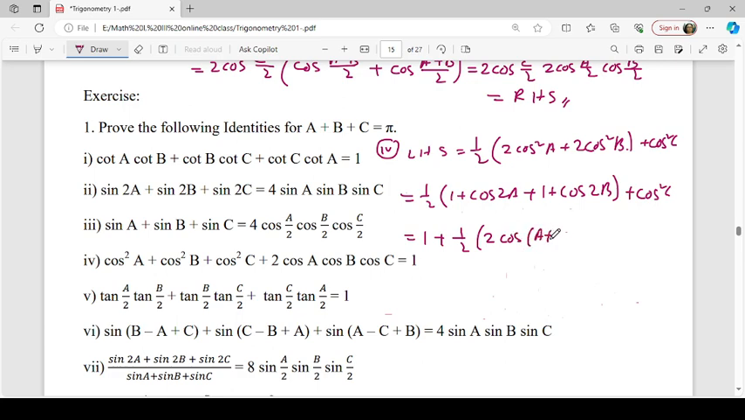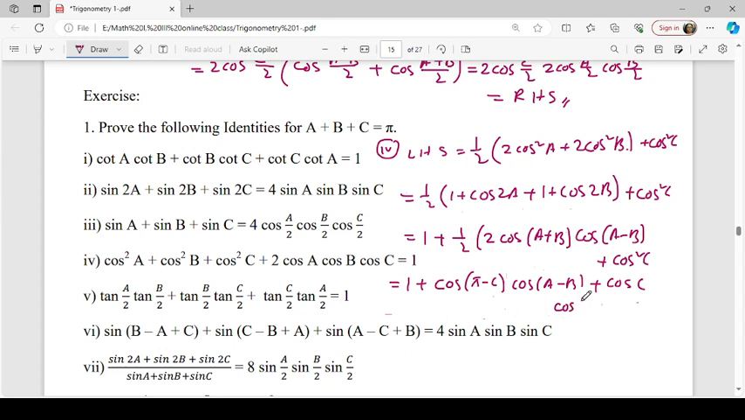cos c plus cos d is 2 cos of (a plus b) cos of (a minus b) plus cos square c, so half and 2 go, so this is equal to 1 plus, so cos of (a plus b) we write as cos of (pi minus c), then cos of (a minus b), and this cos square c we write as one c as cos c, and the other c as cos of (pi minus (a plus b)).